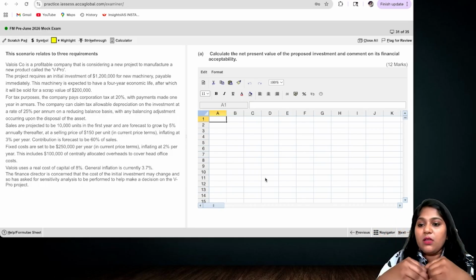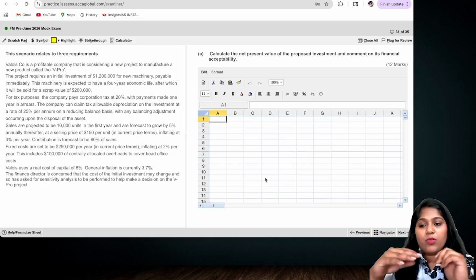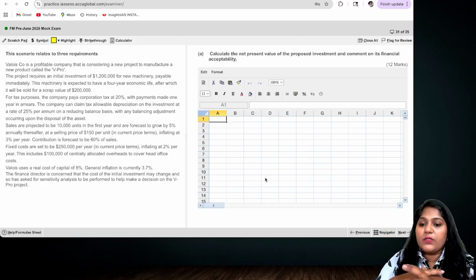Fair enough. Sales are projected to be 10,000 units in the first year and are forecast to grow by 5% annually thereafter, at a selling price of $150 per unit, inflating at 3% per year. We have contribution forecast at 60% of sales. I think in that we can easily calculate contribution. Fixed costs are expected to be $250,000 per year in current terms, inflating at 2%. This also includes $100,000 of centrally allocated overheads to cover the head office cost.